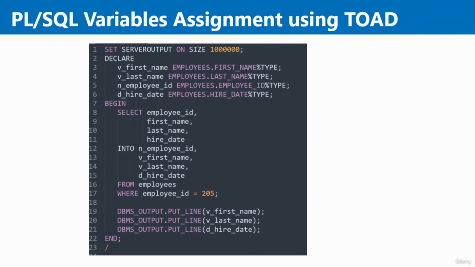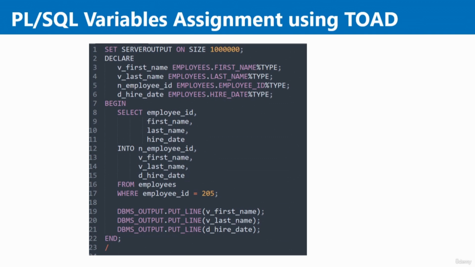This is the script I have prepared that I'm going to execute. On line number 1, I've set the server output to on. I've also given it a size. When you don't specify a size, it uses the default size. On line number 2, I have the declare section of the SQL block.